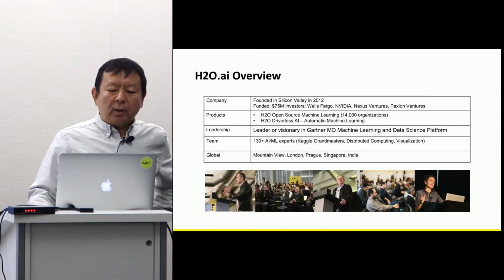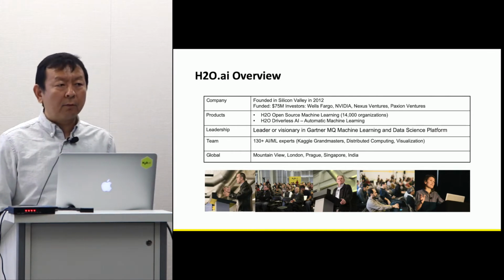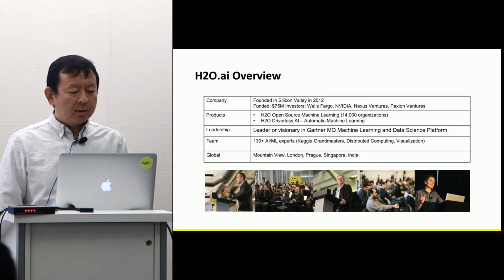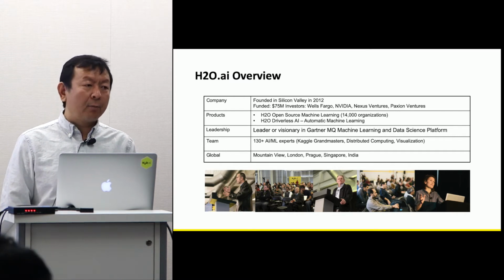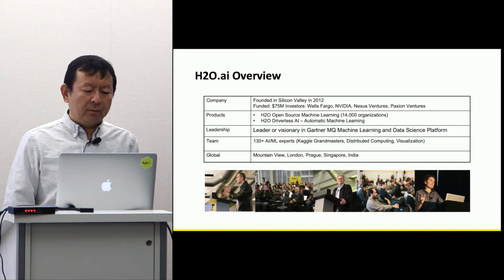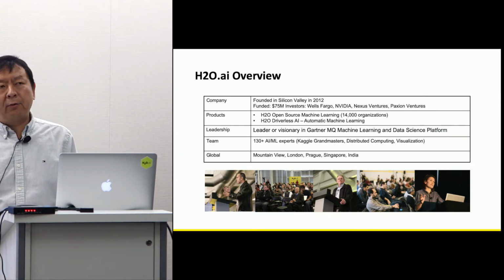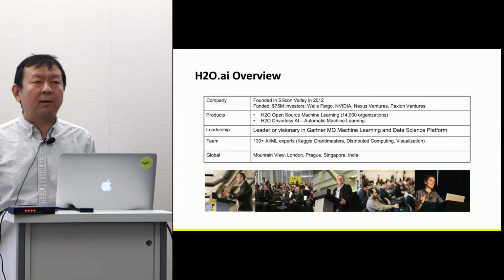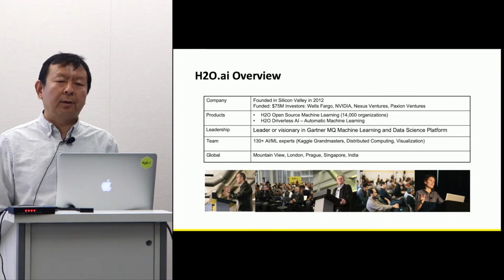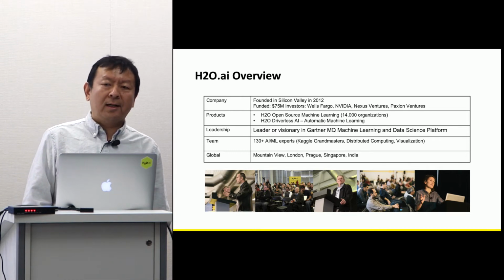So about H2O.ai, we are a company founded back in 2012 in Silicon Valley. So far, we have already raised about $75 million. The big investors include Wells Fargo, NVIDIA, all these kinds of big companies. The interesting thing for me is the last round, the C round, we sold last year. Actually, most of the investors are our customers.